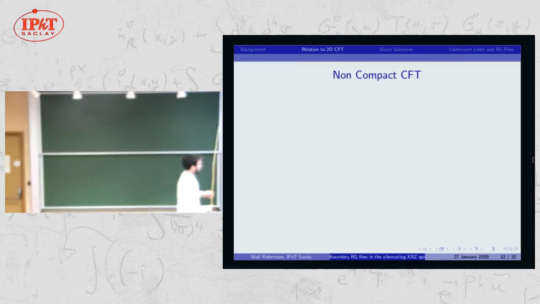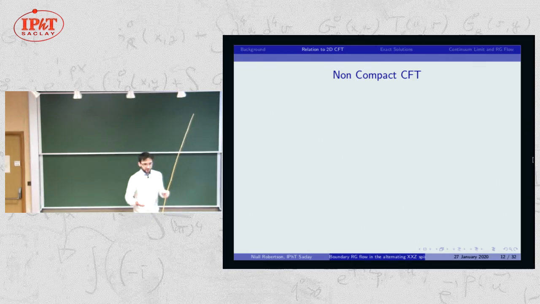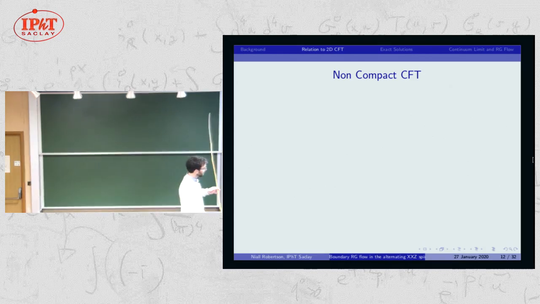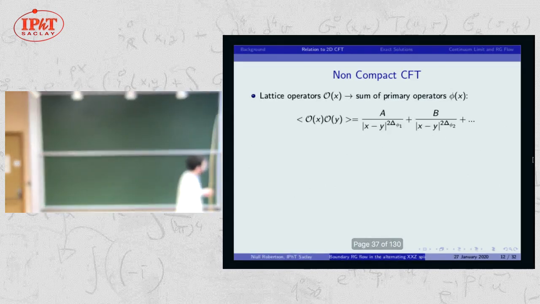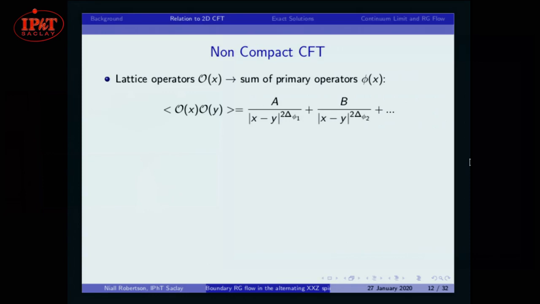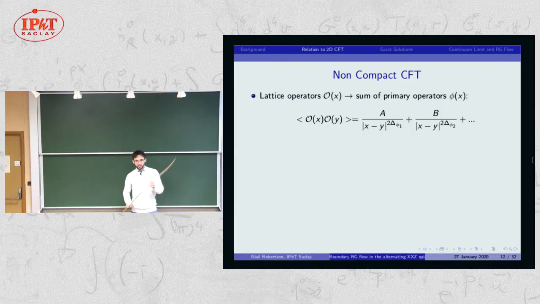Okay, but as I said, the conformal field theory that will ultimately describe the model that we're interested in here is non-compact. So how does that impact things and what does that mean? Well, generally speaking, when we go from the lattice to the field theory, the correspondence between the operators on the lattice and the primary operators is not as simple as just saying this lattice operator corresponds to this primary operator. What we actually have is something slightly more complicated.